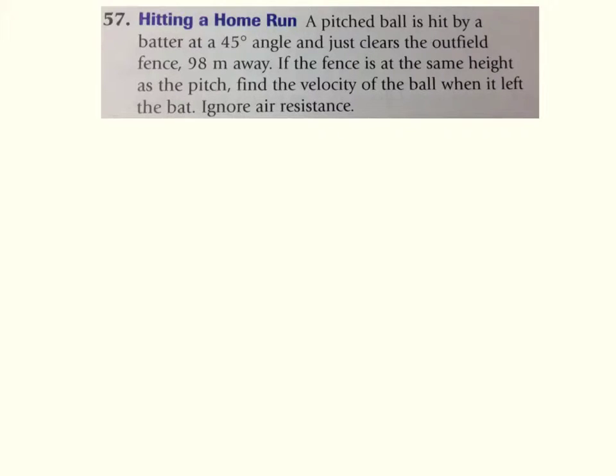Okay, so number 57. We have a pitch ball hit by a batter at a 45-degree angle. That's important. 45-degree angle, and it just clears the outfield fence 98 meters away. If the fence is at the same height, that will mean it'll be 0-0. As the pitch, find the velocity of the ball when it left the bat. Ignore air resistance. So we'll draw a diagram.